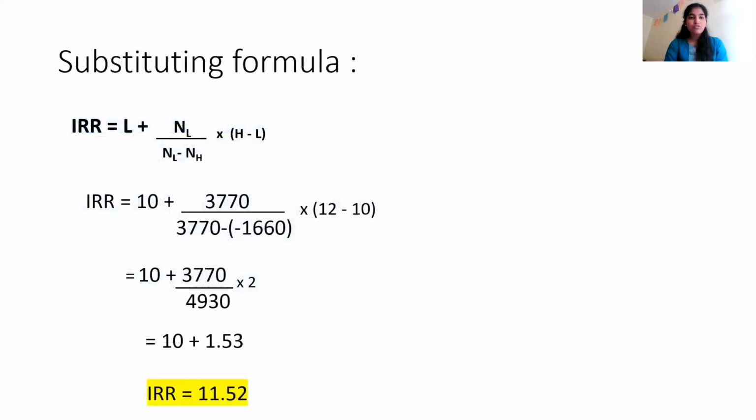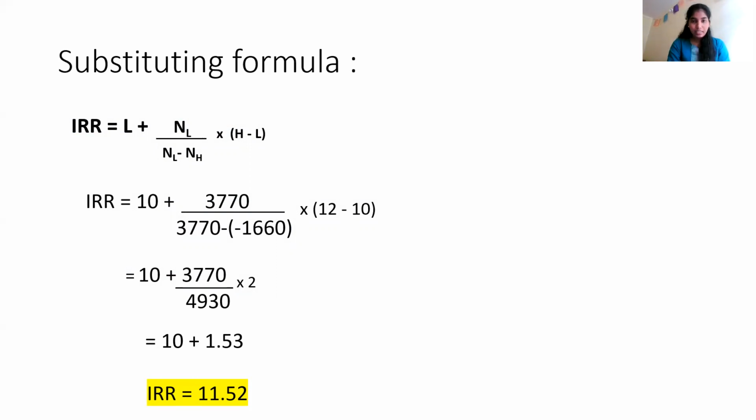So yes, substituting the formula. It's easy to remember, right? All your lower limits will be coming first. So IRR is equal to lower rate plus NPV of the lower rate divided by NPV of the lower rate minus NPV at the higher rate, into higher rate minus lower rate. We took 10% and 12%, right?